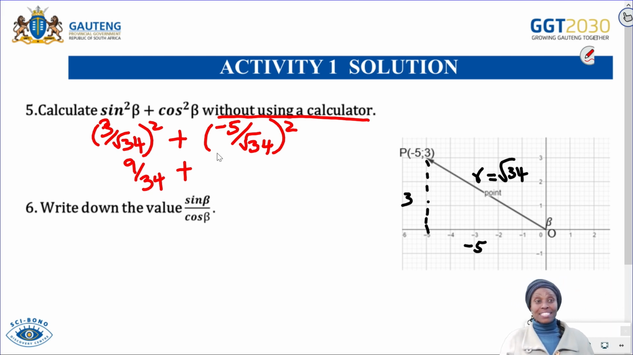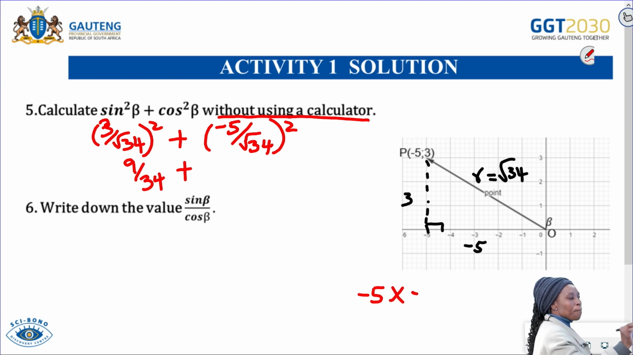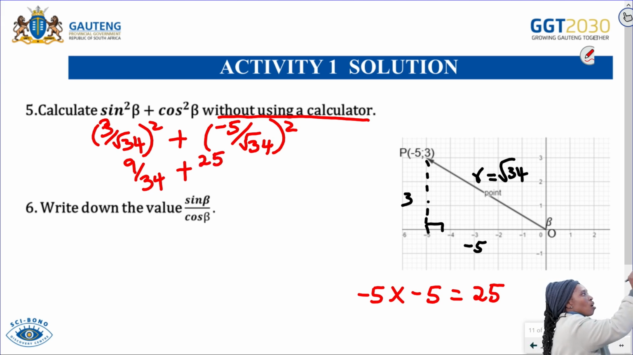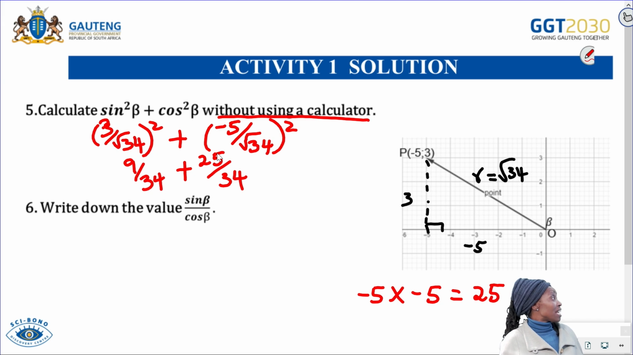-5 squared. Remember I said whenever I have a number that is negative and I'm squaring it, there's no way I must have a negative answer. It must be positive. Why? Because it's -5 times by itself. Negative times negative gives you a positive 25. So I will have a positive 25 here over 34.